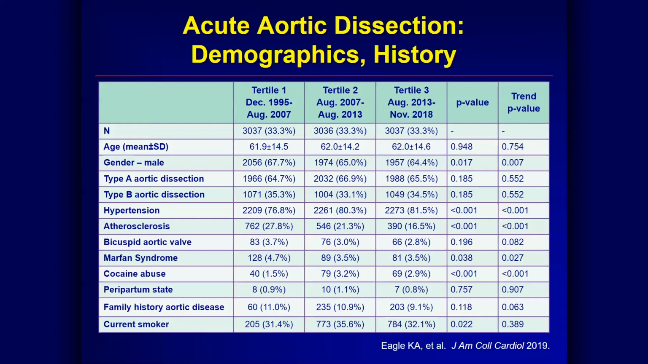And I think that number is going to grow as we get better with genetic testing and screening family members who might have had sudden death and we assumed it was something else. Smoking, of course, is a risk factor for dissection. Almost a third of patients have that.